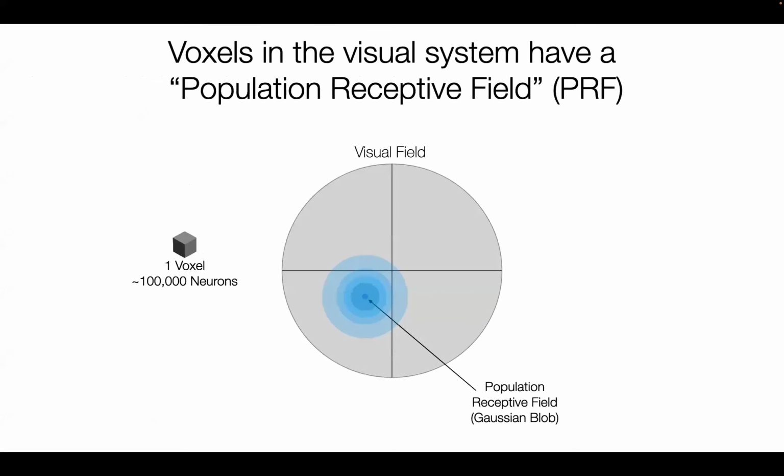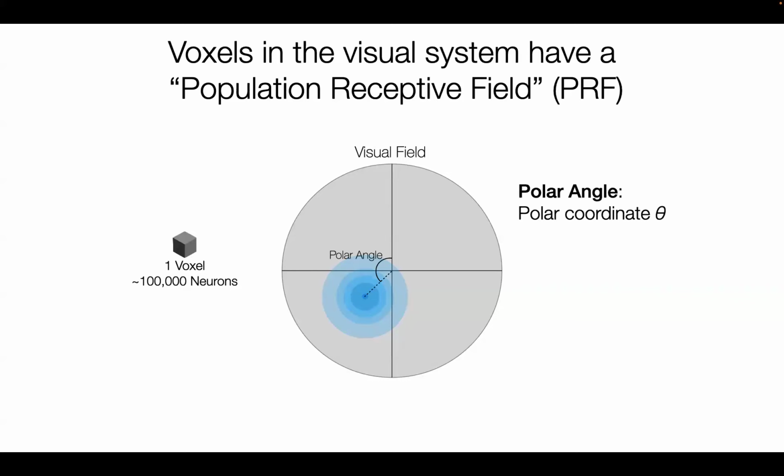So neurons we think of as having receptive fields. If you have a population of neurons, like in a voxel, you have a population receptive field. We typically model population receptive fields as Gaussian blobs in the visual field. And the idea is that if this voxel has this particular population receptive field, then when there's a stimulus in the middle of the field, it produces a large BOLD response. Towards the edge of the field, it would produce a smaller one. Out here, it would produce none at all. So it's a pretty straightforward model.